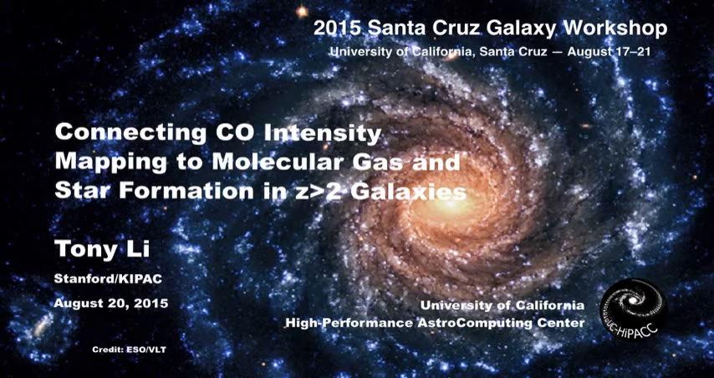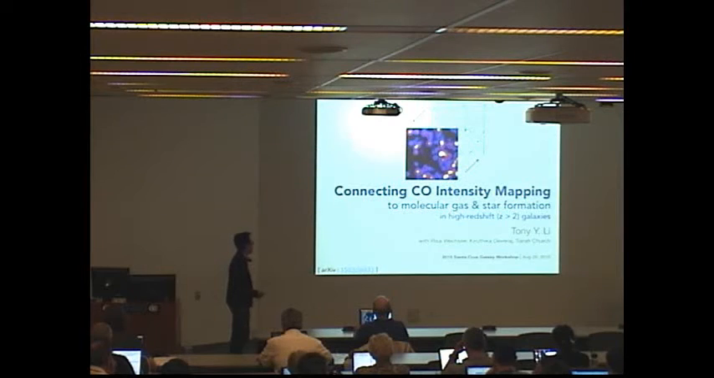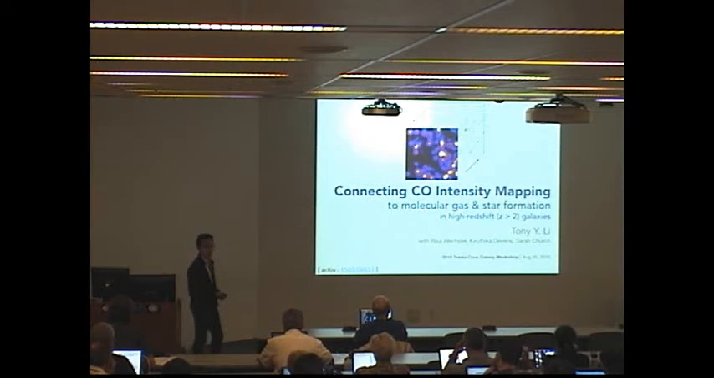I'll be talking today about connecting CO intensity mapping to high redshift galaxies, and specifically molecular gas and star formation in high redshift galaxies. Again, here high redshift is about 2 to 3, but this talk will go in a somewhat different direction than previous talks, but I think it's also quite relevant and potentially quite exciting.